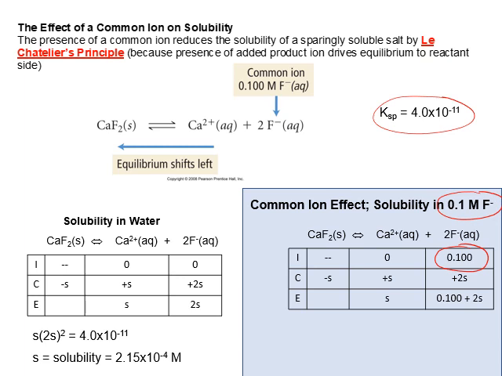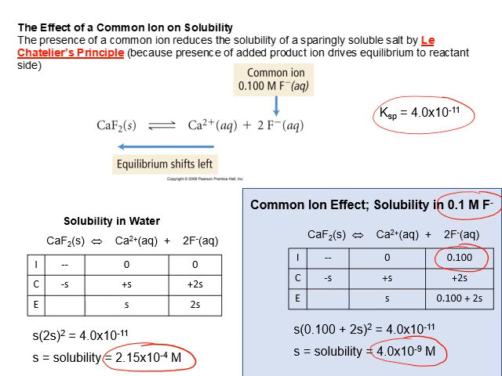We can put our equilibrium expressions into the KSP term. So S times 0.1 plus 2S squared will be equal to the KSP value of 4 times 10 to the minus 11. And when we solve this expression for S, we get 4 times 10 to the minus 9 molar. Compare these two numbers.